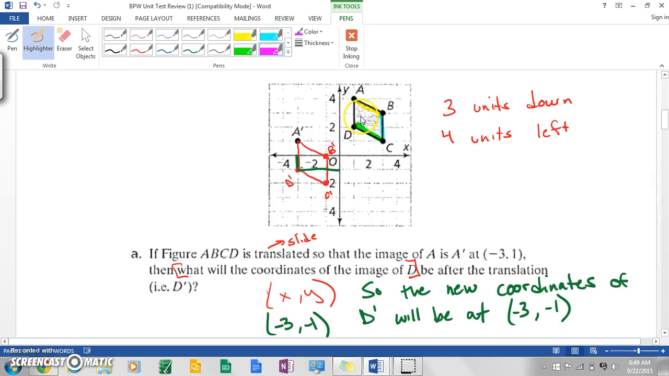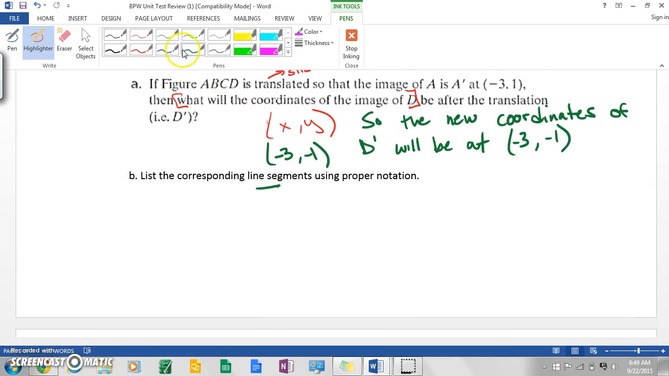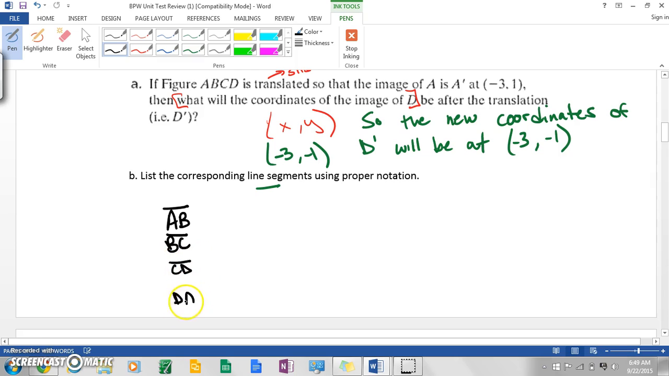And then this last one is going to be line segment DA or AD. So let's list all those out. We have line segment AB, line segment BC, line segment CD, and then line segment DA. Okay, now keep in mind corresponding. Corresponding is indicated with an arrow. So we're going to have to use this arrow to show correspondence.